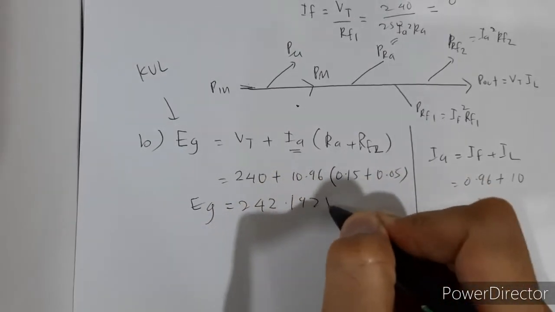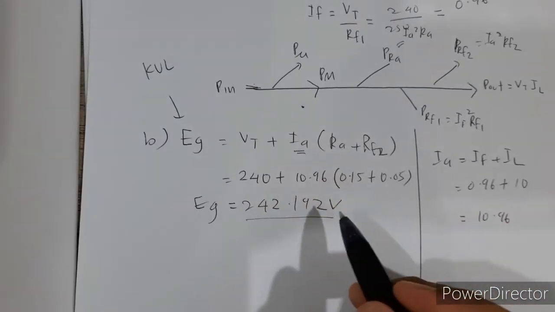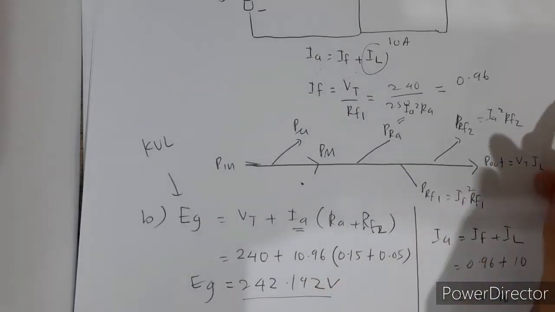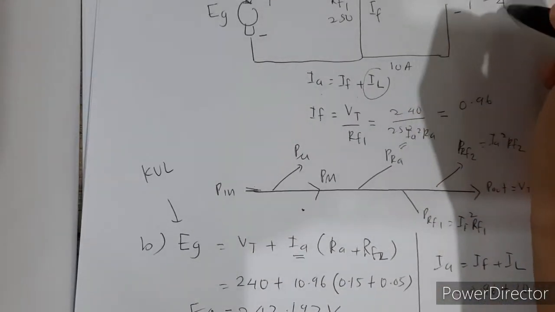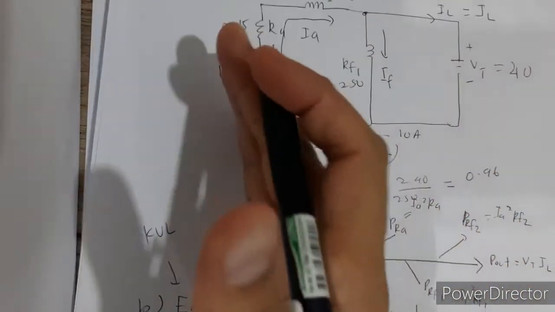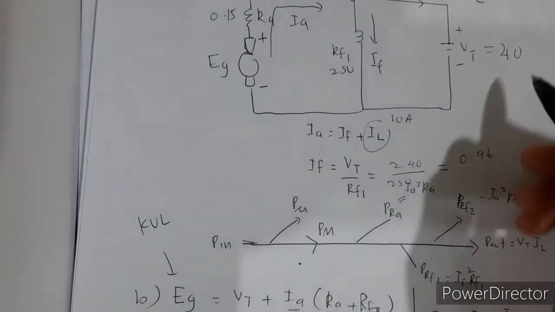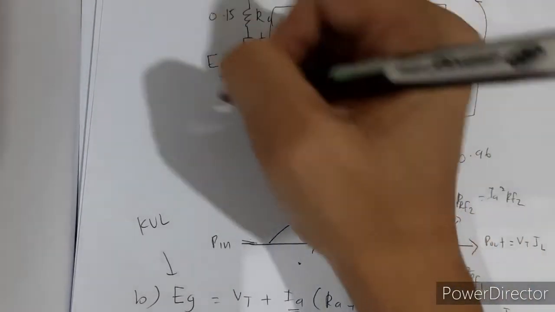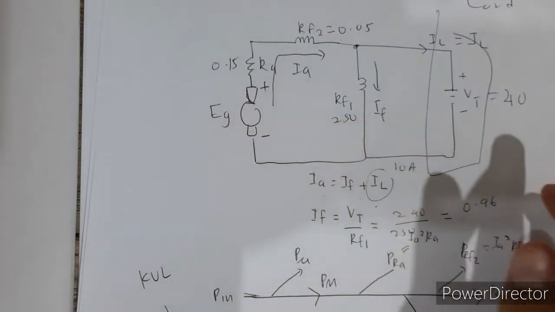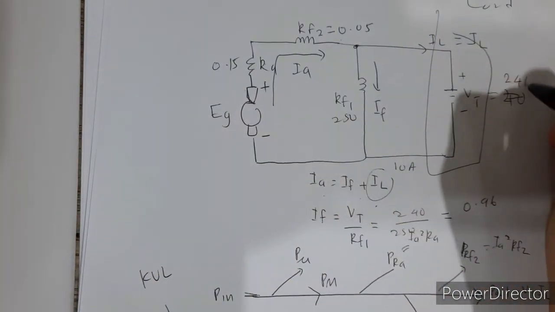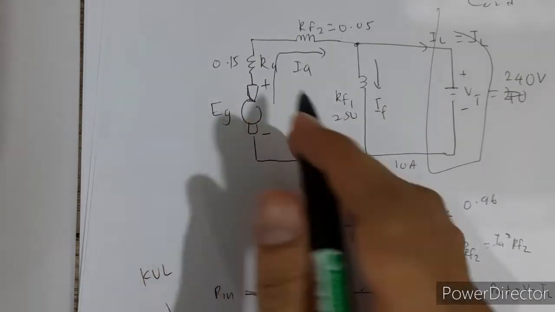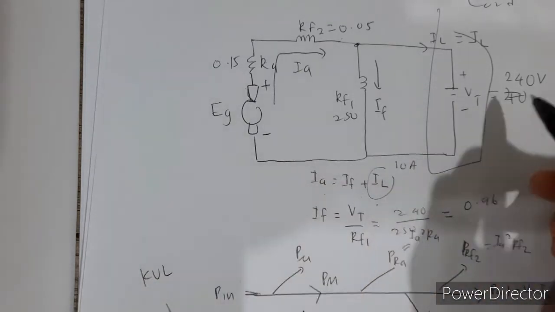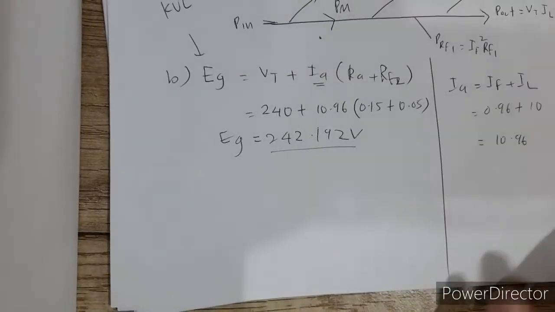242.92. So the answer is logical, because this is a generator. So you need to supply on the output 240 volt. On the generator side, the voltage must be higher compared to the load side. So this one we consider load, and this one is the generator side. So for sure on the generator side the voltage must be higher, and then the power also must be higher compared to the load. So that is EG.